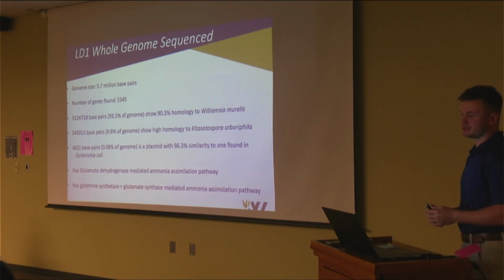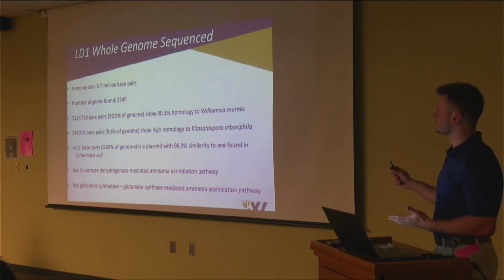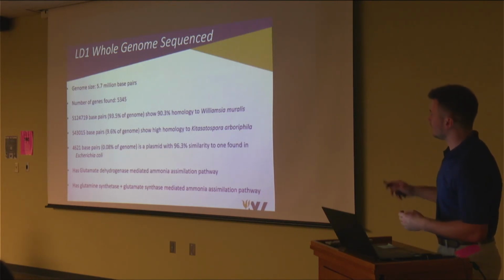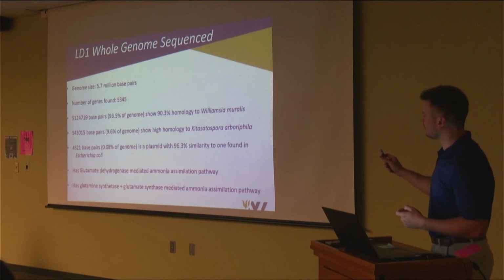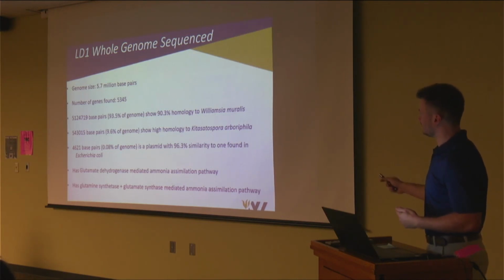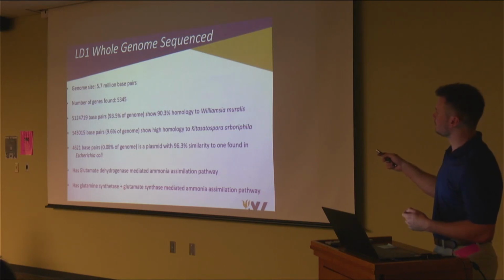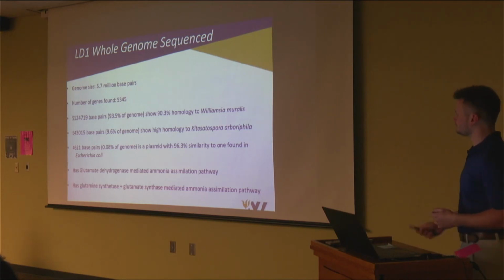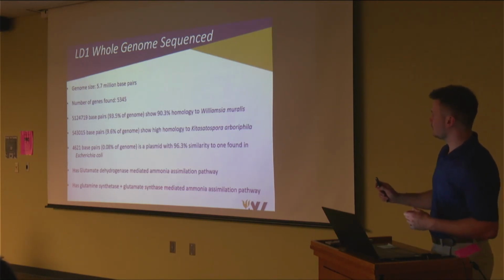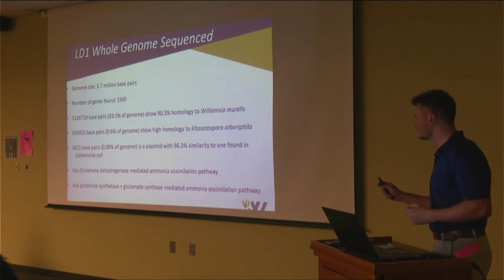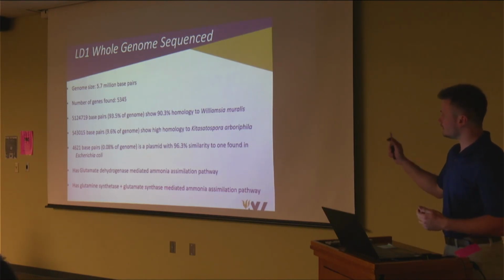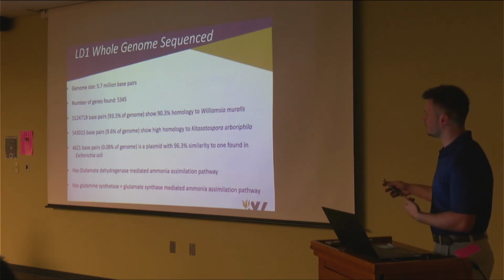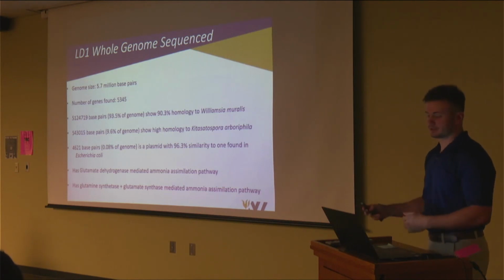The low density genome sequence. The genome size was 5.71 million base pairs. The number of genes found was 5,345. 93.5% of the genome shows 90.3% homology to Wimpsia moralis, and then 9.6% of the genome shows high homology to Ptysophora arborifolia. 0.08% of the genome is a plasmid with 96.3% similarity to one found in E. coli. And then these bottom two bullet points are the same as the last slide because they are both pathways, again, to assimilate ammonia.